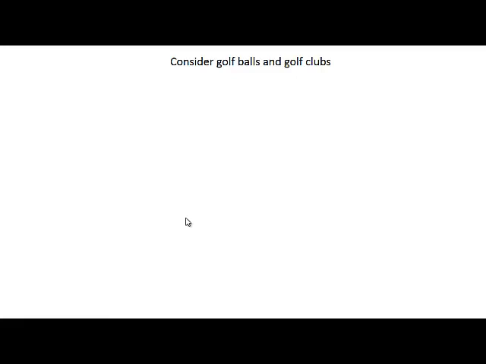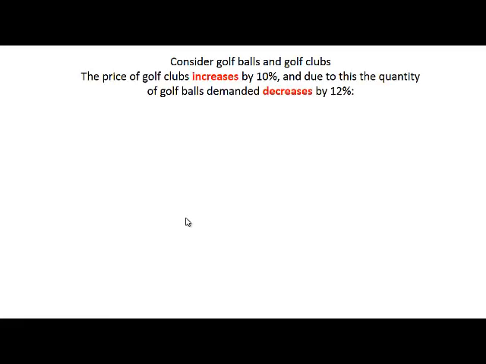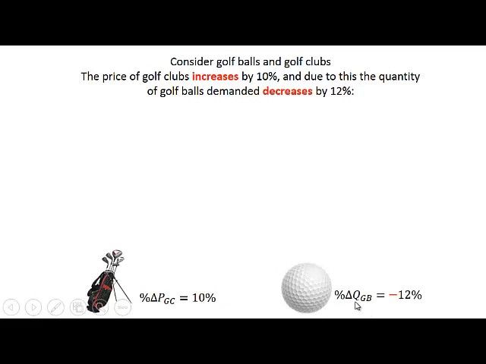Now we look at another example: golf balls and golf clubs. The price of golf clubs increases by 10%, and due to this, the quantity of golf balls demanded, which are used with golf clubs, decreases by 12%. So, price of golf clubs increases by 10%, quantity demanded of golf balls decreases, that's why that's a minus, by 12%.